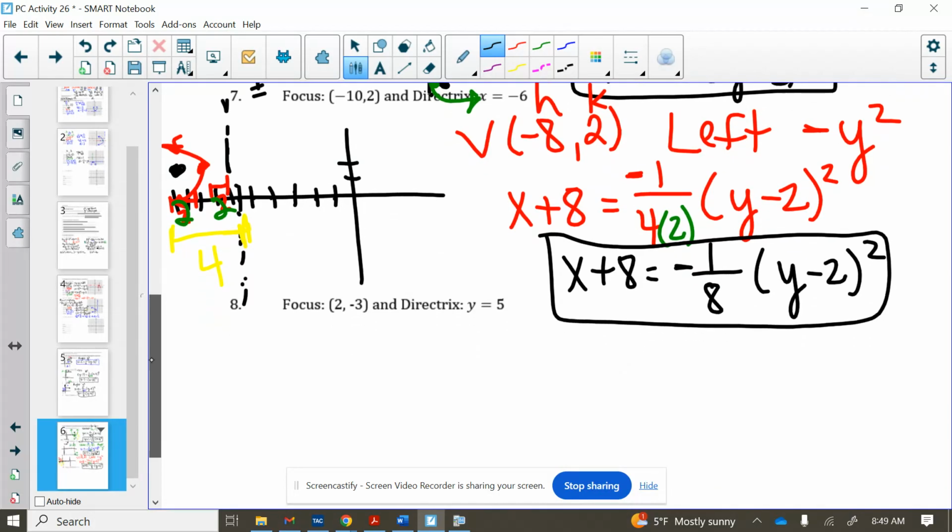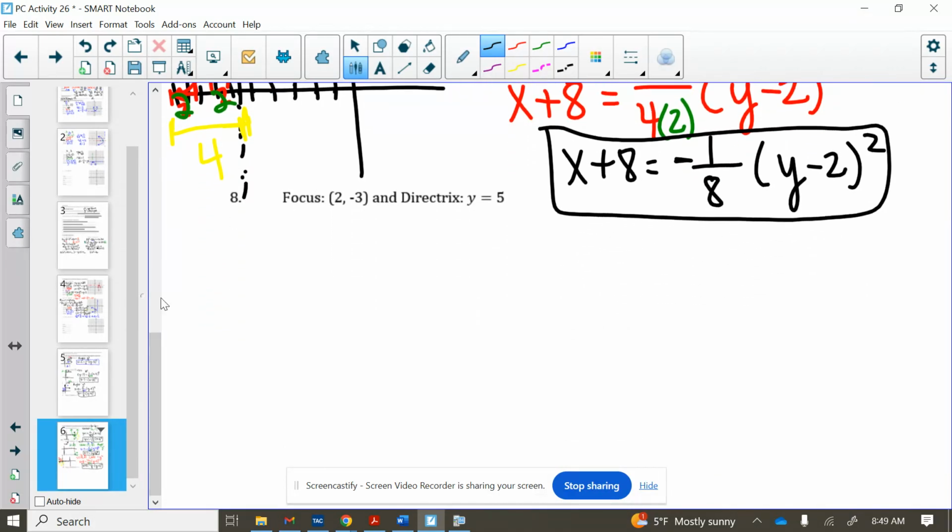Okay. Last one is for you to try. Make sure you sketch a picture and then find the equation.